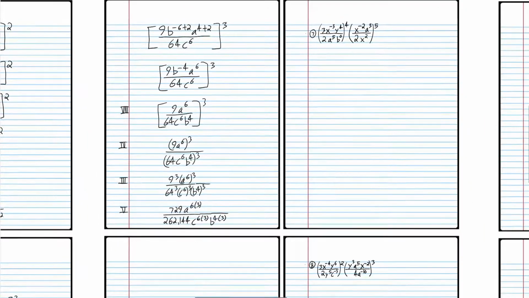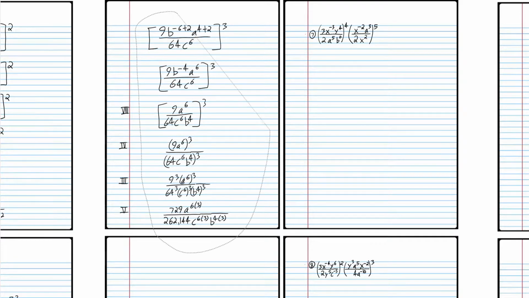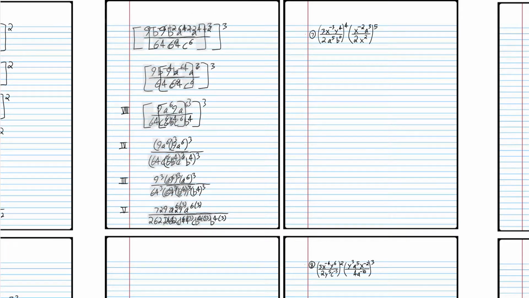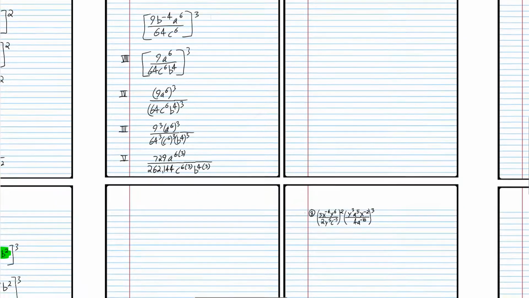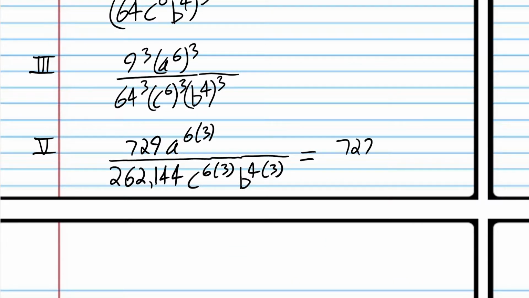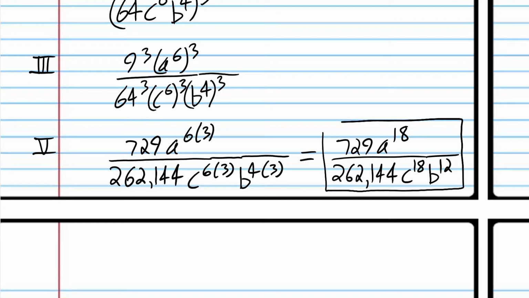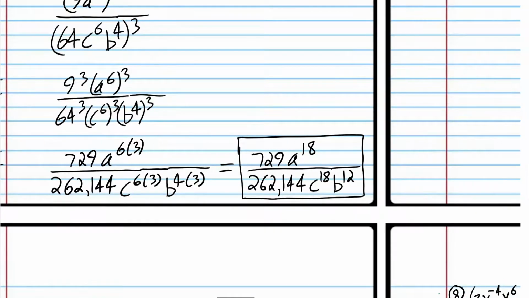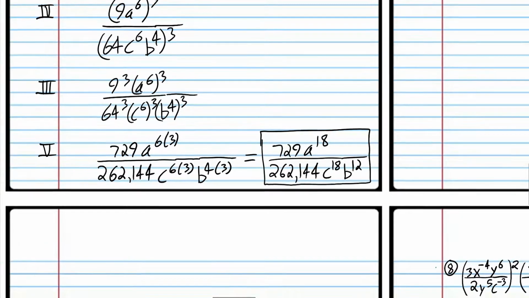Okay, so we're almost done, so I'm just going to move these over. And I think we have plenty of room to write the final answer to the right. So our final answer is going to be 729 a to the 18th power all over 262,144 c to the 18th b to the 12th. And just be aware that you cannot combine the b's, the c's, and the a's. You can only combine a's with a's, b's with b's, and c's with c's. You can't combine a's and c's, or b's and c's, or a's and b's. So if you got that answer, good job.